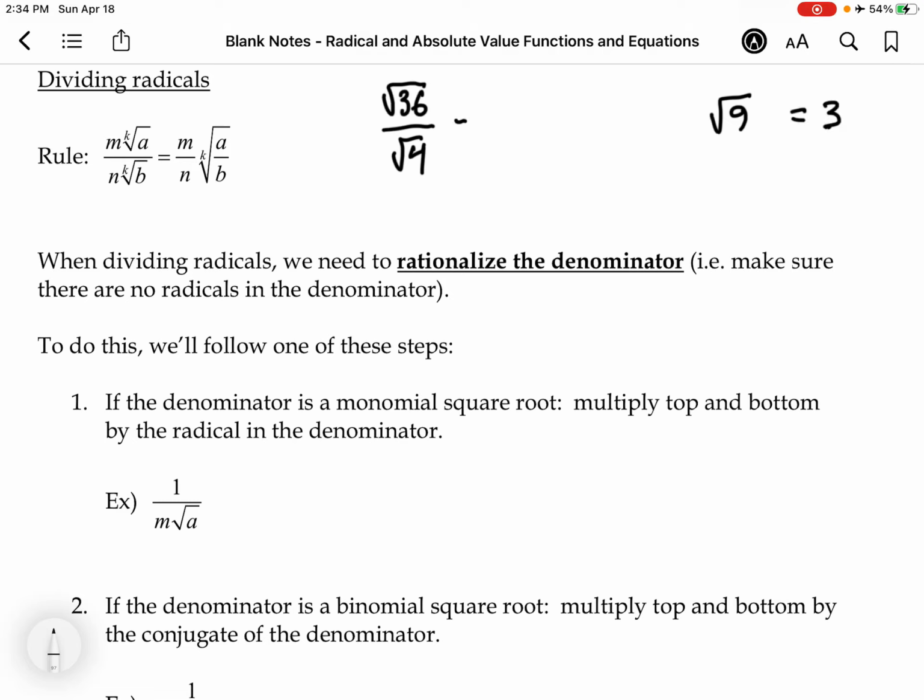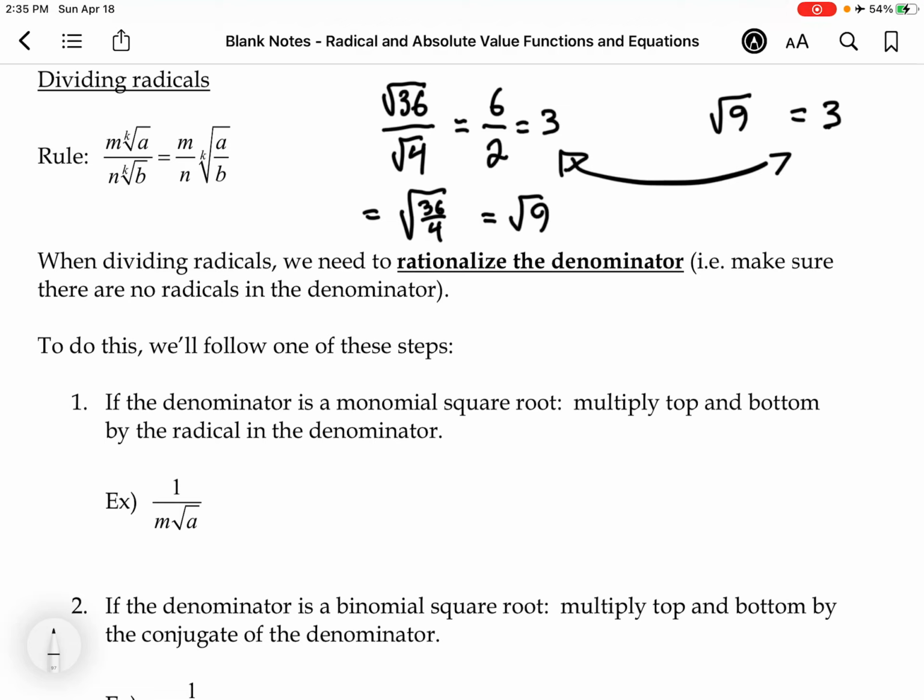The square root of 36 is 6, and the square root of 4 is 2, and this is also equal to 3. So you can see that, yes, you can, in fact, write the square root of 36 over 4. That should equal the square root of 36 over 4, which is the square root of 9. And we can see, yep, those are equal, in fact. Okay? So this is why this works out. This is why this is true.